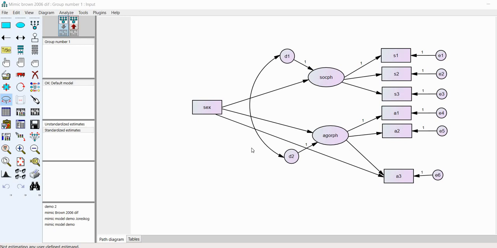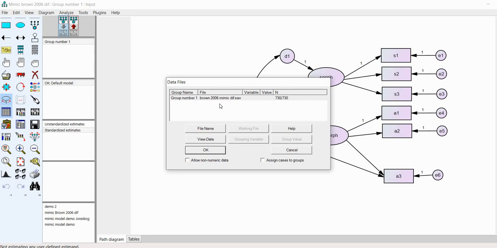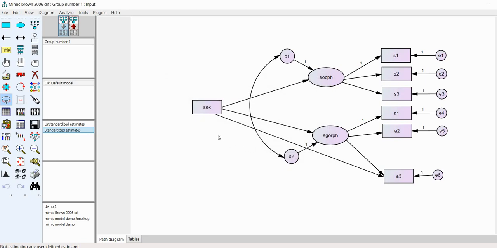Okay, so here we have our model opened up in AMOS. Again, if we go under the data view, this is the data set that you can download at that link from the PowerPoint. And I think I've already discussed the general characteristics of this model. One other thing is that you can see right here that there was the addition of a correlated disturbance between the latent variables for social phobia and agoraphobia.